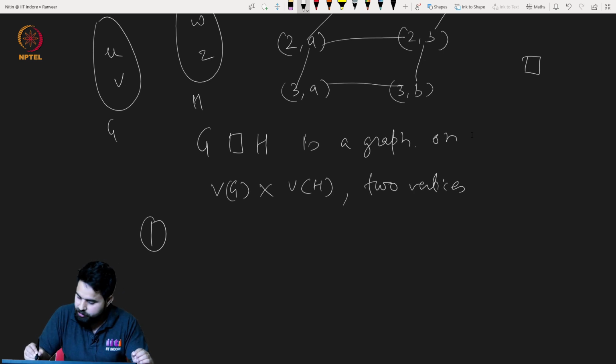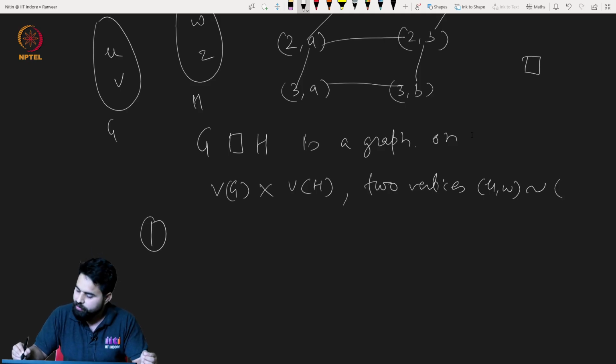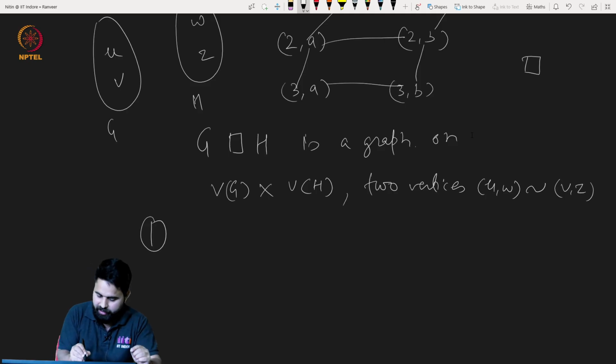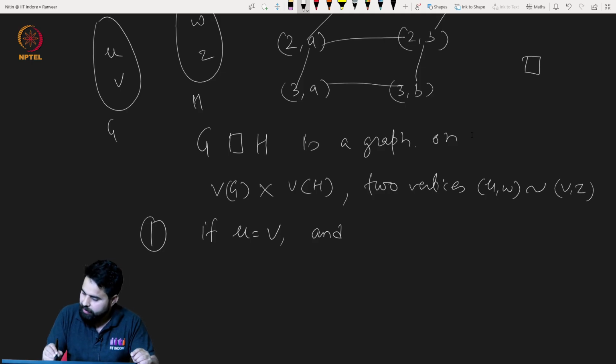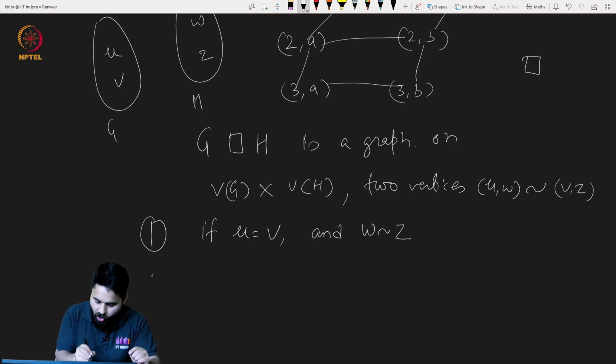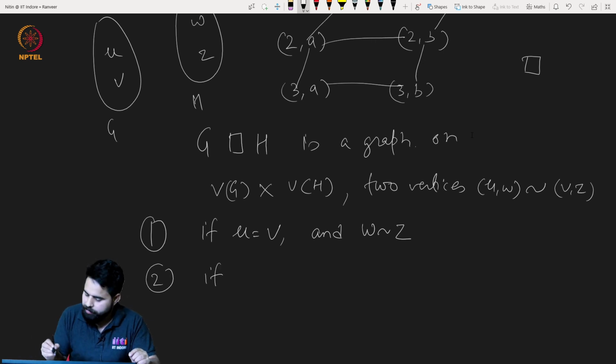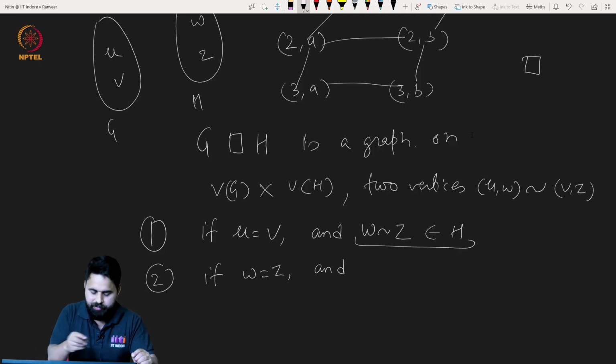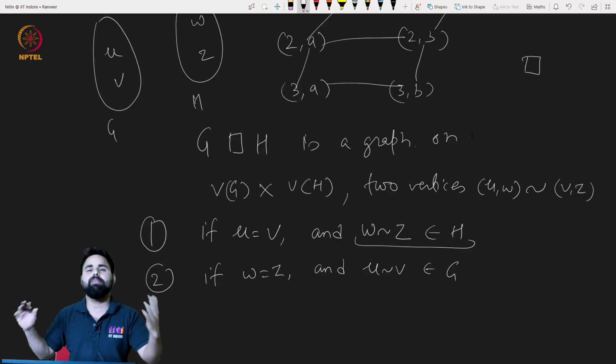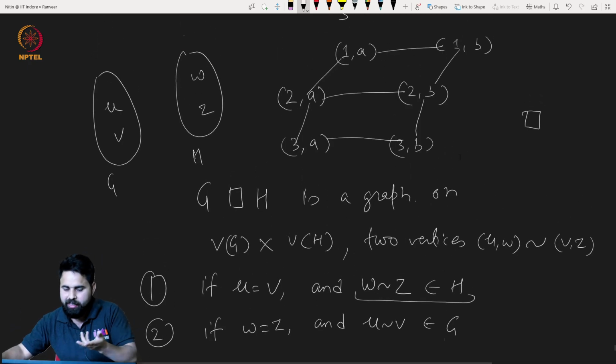Suppose these vertices are UW, because now vertices are in pairs. So UW will have an edge with VZ if U equals V and W has an edge with Z in H, or if W equals Z and U and V have an edge in G. So this is a very simple definition, and with this example it is now more clear.